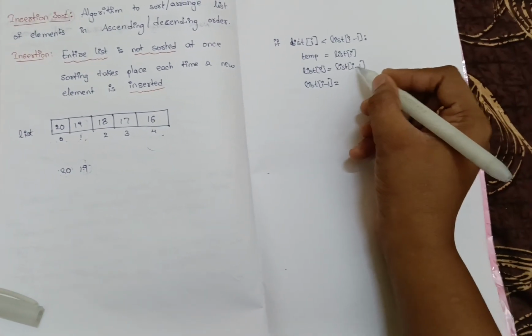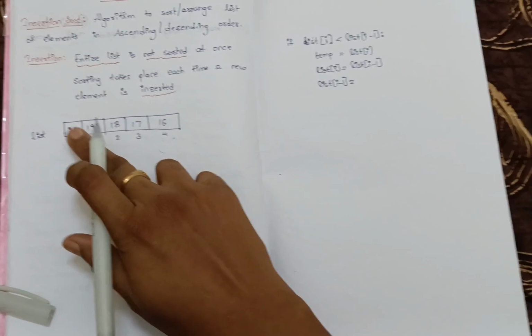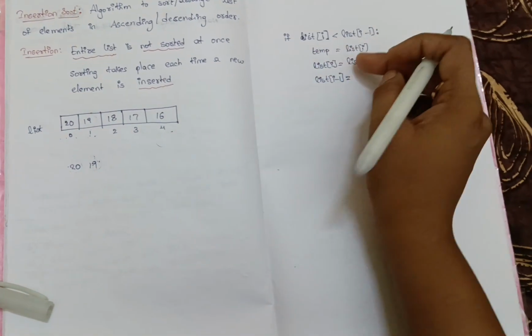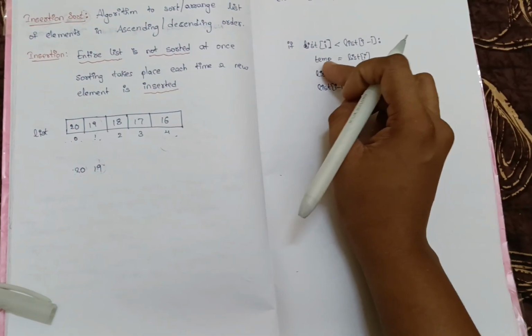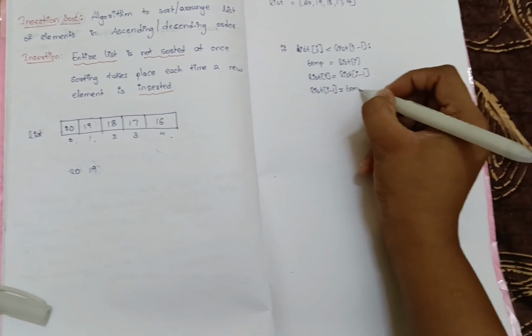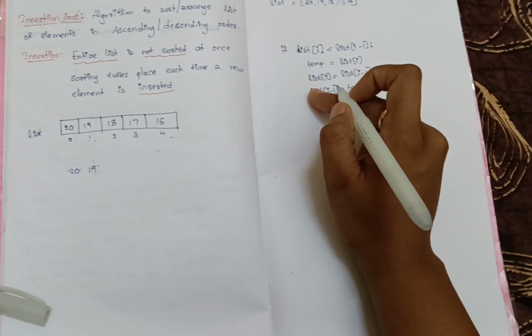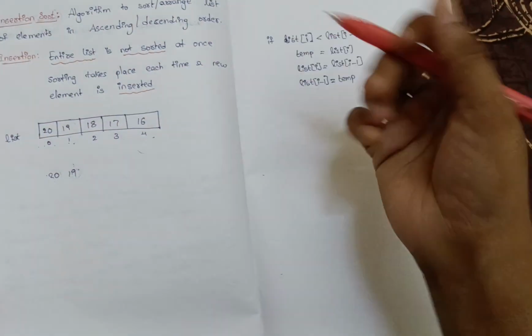Now in the place of list of I minus 1, I have to insert the 19th number, right? And where is that 19th number present? We preserved that in the temporary variable. That's why I am assigning that temporary variable value to the list of I minus 1. Now let's do the tracing so that you can understand better.